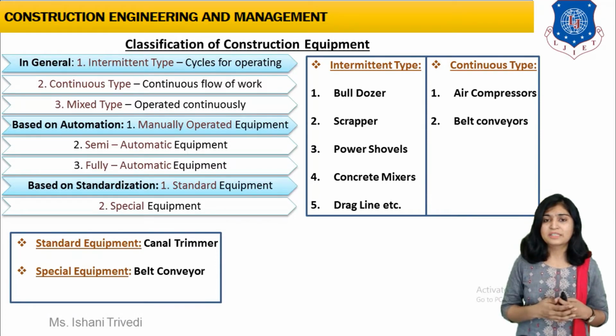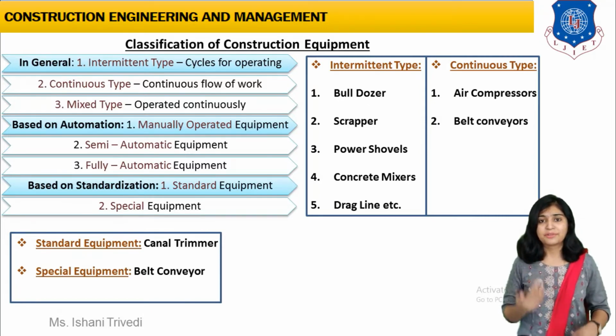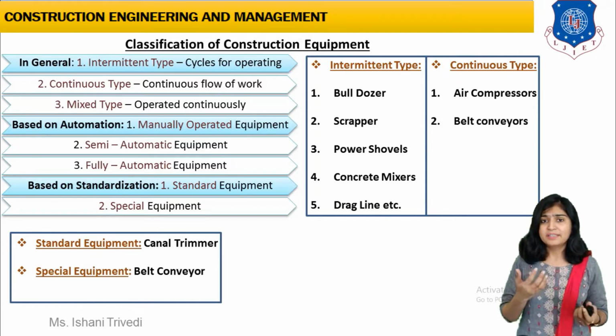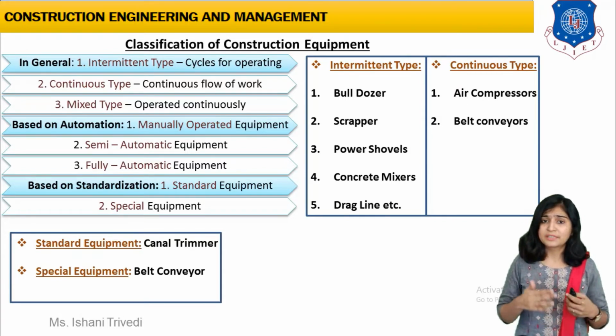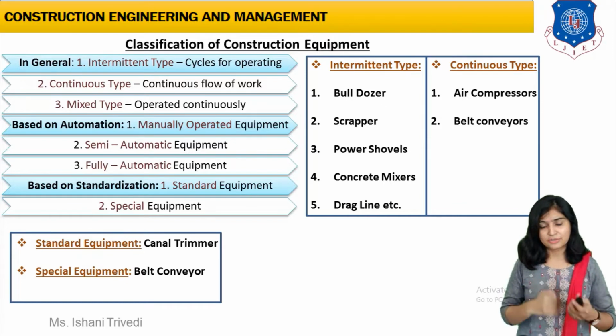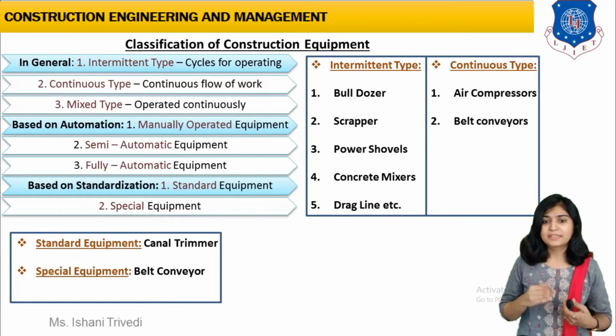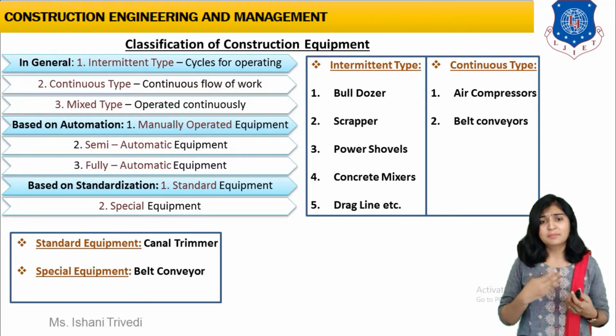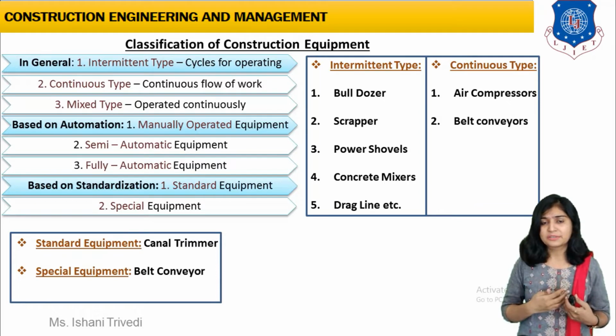Here we have the intermittent type, which is based on operating cycles for a specified time. We have the bulldozer, scraper, concrete mixers, power shovels, even aggregate crushers. These are operated based on operating cycles. In the concrete mixer, I already told you that you can also have the continuous type, based on site requirements. The continuous type will be the belt conveyors: constantly throughout the work, belt conveyors are kept on and the work goes on continuously. Similar is the case with air compressors when they are used for whatsoever purpose.